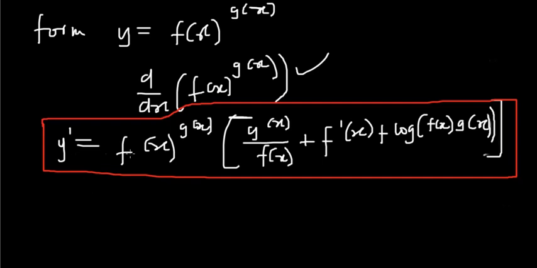So we have y prime equals f of x exponent g of x. Then you open your bracket, you have g of x over f of x, multiplied by f prime of x, plus log of f of x multiplying g of x.